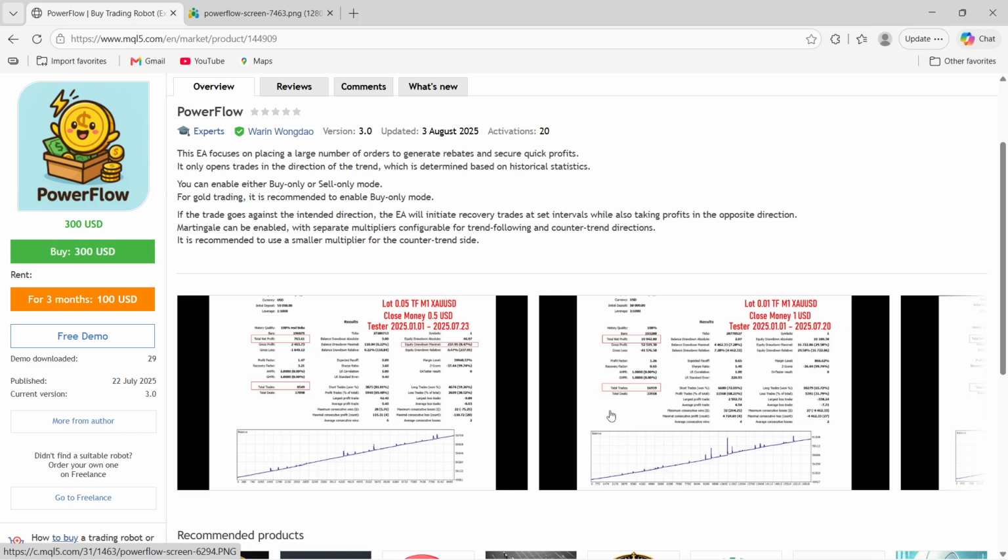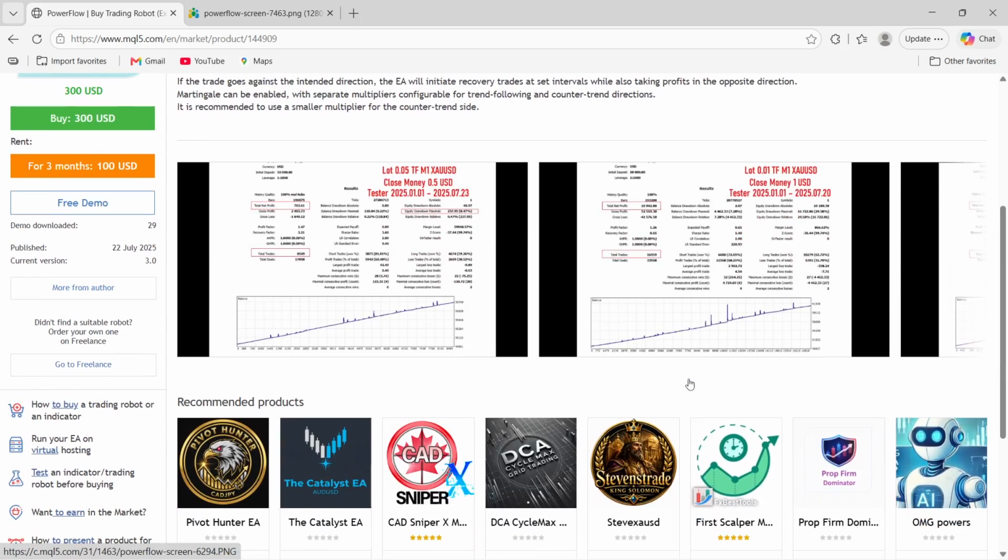Right? So these EAs can deliver in the right environment with discipline, but the seller naturally downplays the risks that come with recovery and martingale logic, as you could see from what happened in our backtest.